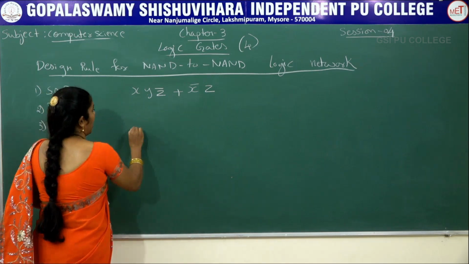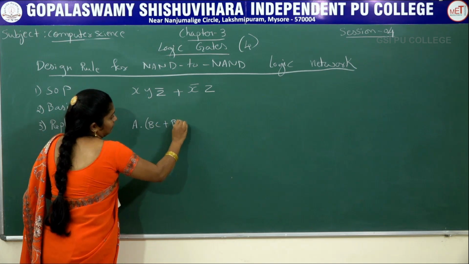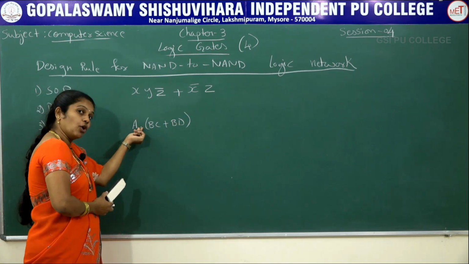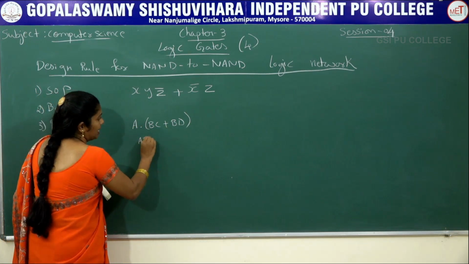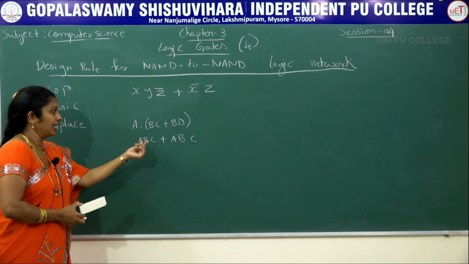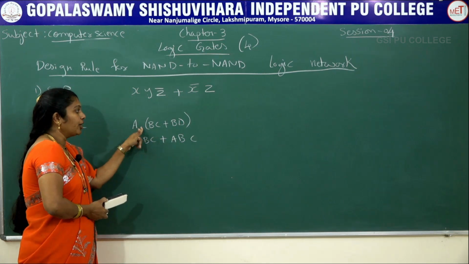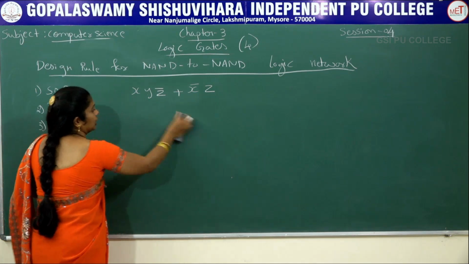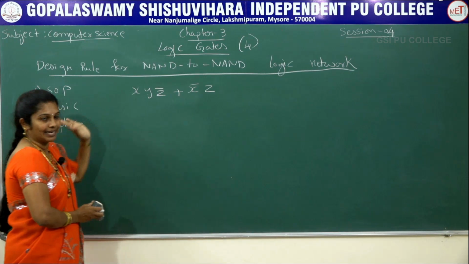For example, if you have A dot (B C plus B D), consider this as the expression, then it is in product of sum format. Then what do we have to do? Then A B C plus A B D, like that we have to convert it into sum of product format, whereas here we have product of sum format. We have to check whether the given expression is in sum of product form. First step is satisfied.